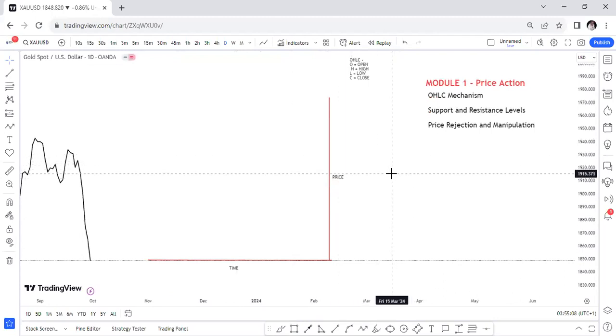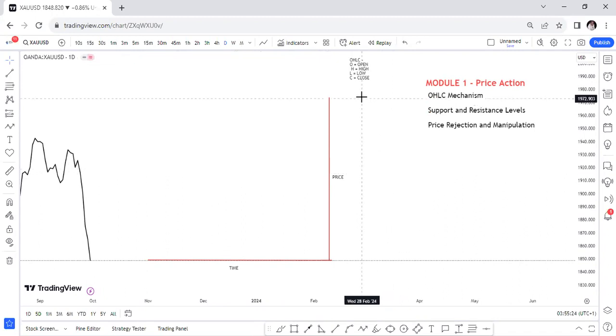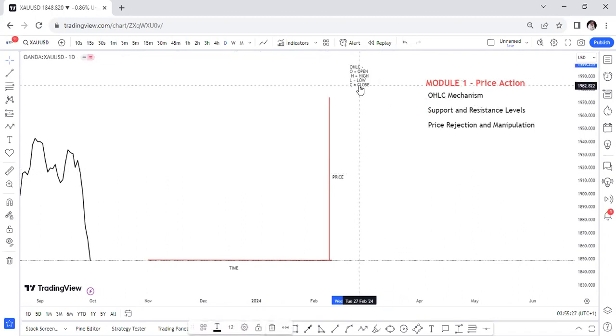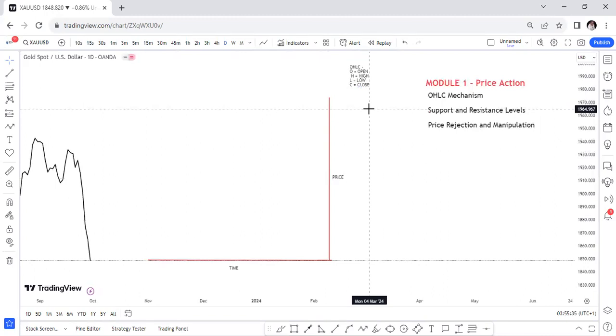Which is why I said high and low are no longer relevant in determining the significance of price information, because they represent price manipulation. They represent price rejection. They represent no real activity in the market, while the body represents the actual volume that takes place in the market. So we go to the next, having gathered this information.